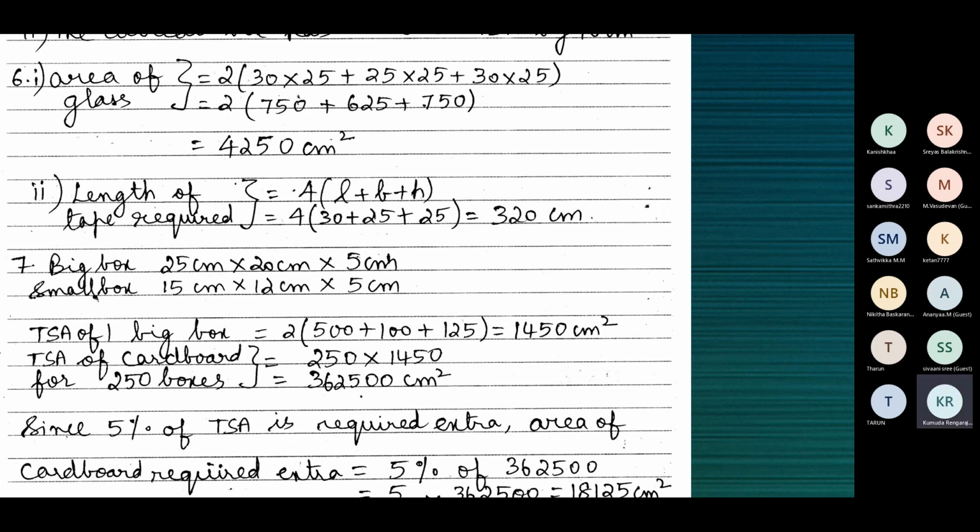Okay, I'll not read the question. I'm just explaining the answer first and then I'll read the question for you. So in question number 7, the dimensions of 2 boxes, one big box and one small box, have been given to us. You can see the dimensions there. Big box: length, breadth and height 25, 25. Small box: length, breadth and height 15, 12 and 5, all in centimeters.